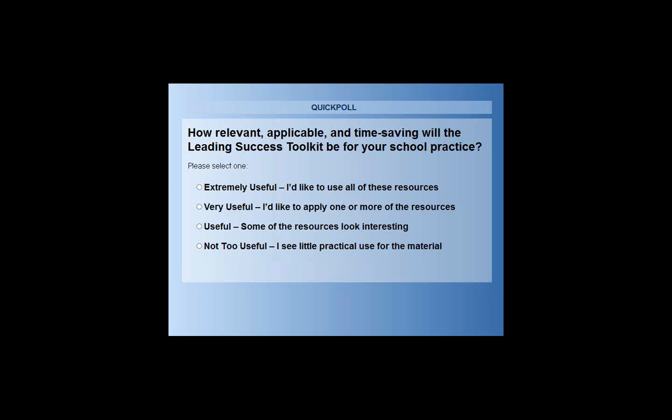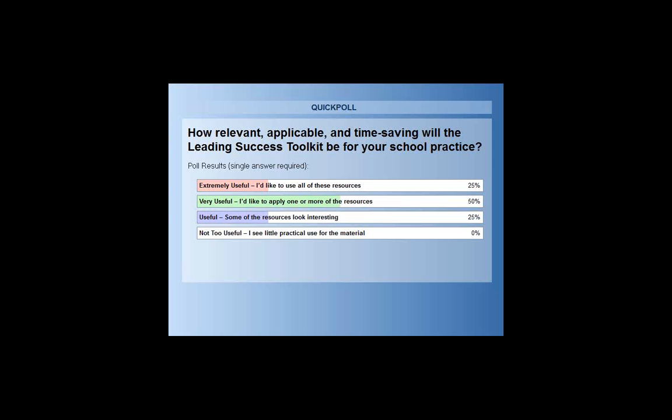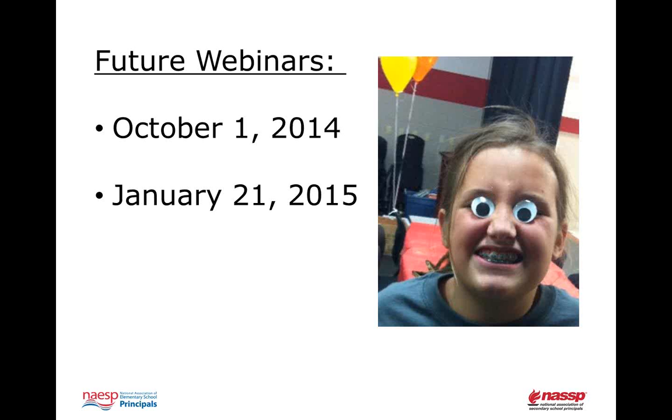Okay, I think we're about done here. We've got 100%. I'm going to go ahead and close it and share the results. For Matt, we have 50% thought the material was very useful, 25% thought it was extremely useful, and 25% thought it was useful. So it looks like we've got 100% found some use for it. Excellent. And right now, in looking at our question box and chat box, it doesn't look like we have any questions.